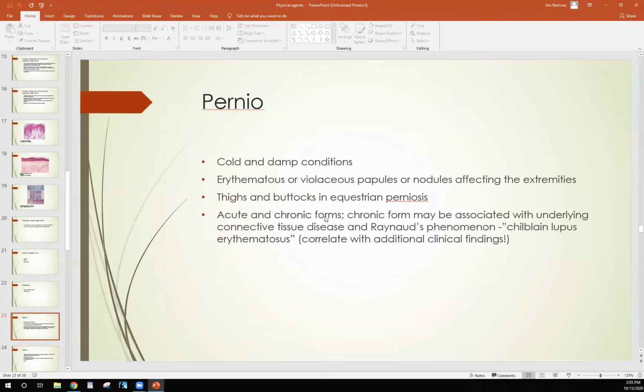So you have these acute and chronic forms. The chronic form may be associated with underlying connective tissue disease. There's a lot of talk about telling the difference between lupus erythematosus related Pernio and regular or idiopathic Pernio. I'll talk a little bit more about that in a second. But there is an association with connective tissue disease, and Raynaud's phenomenon often occurs in older patients as compared to the idiopathic form. But the most important thing is to correlate with your additional clinical findings, your serology, to really nail the diagnosis of lupus, if that is an association.